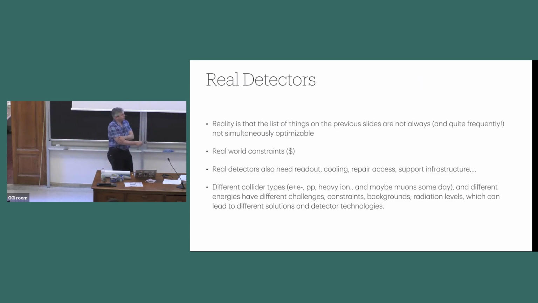So the reality, of course, is that the things that are listed on those previous slides are quite frequently not simultaneously achievable. So for example, you may want to put as many tracking elements as possible to get as many measurements as you can of a track that's coming through your detector. But on the other hand, that will add a lot of material, and you can degrade the resolution of different types of measurements.